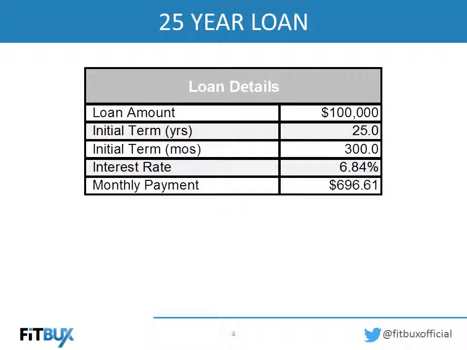Now, I want to compare this to a longer term loan. Oftentimes, this is important to understand because we can lengthen out the term of our student loans, for example, or we also might have to make a decision between, say, a 15-year mortgage and a 30-year mortgage. So in this example, we're assuming a 25-year loan, and that's the only thing that we changed. And you'll notice that the monthly payment then drops to $696 a month.